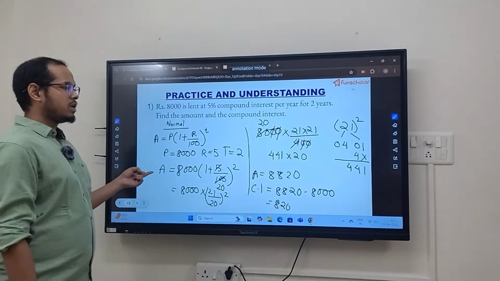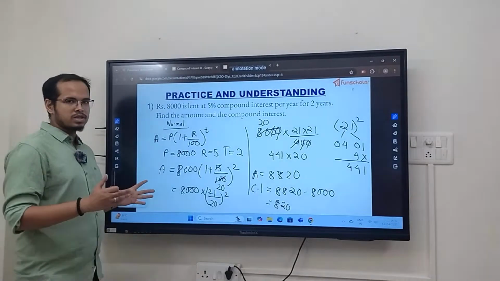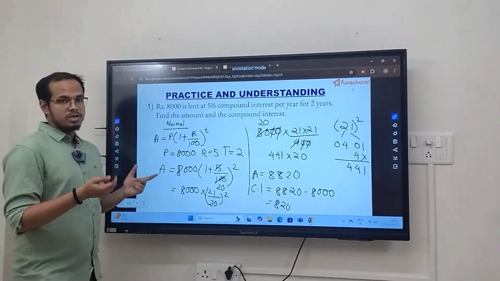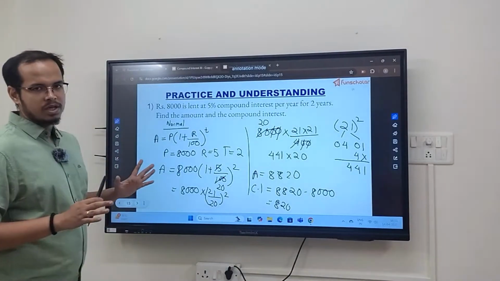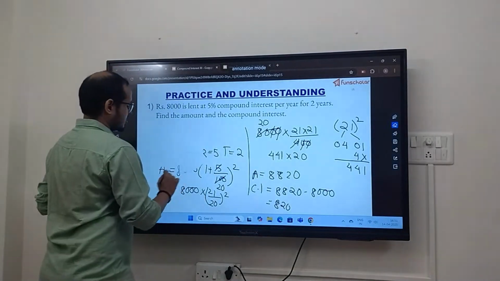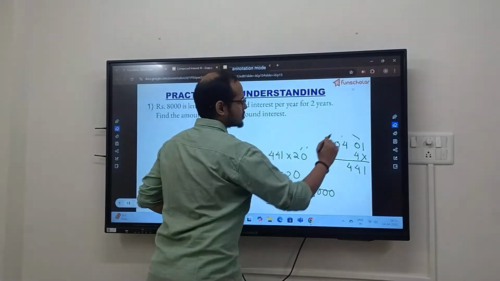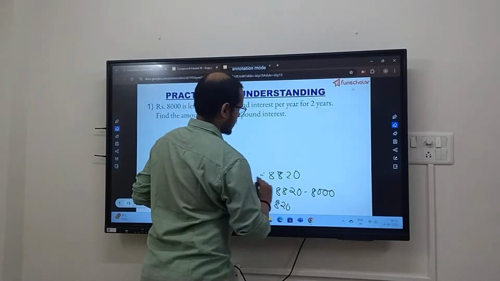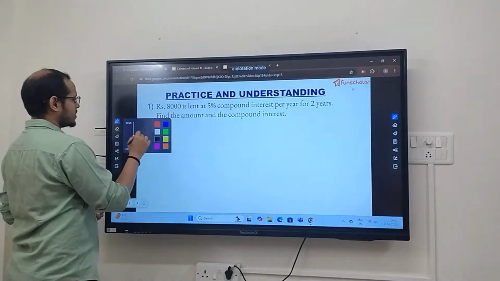Now let me show you the other method that I was talking about. This other method can be used in MCQs, not in regular classes. Let me begin and see whether you can understand this or not. This was the normal method, right? So now let's head straight into the quick method. We're going to solve this sum quickly.